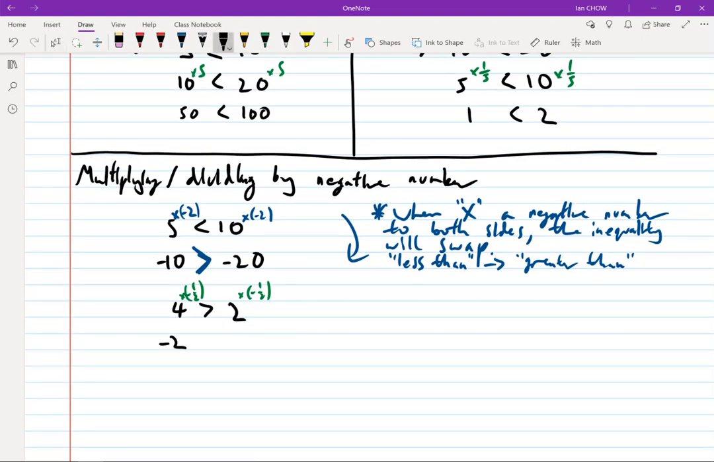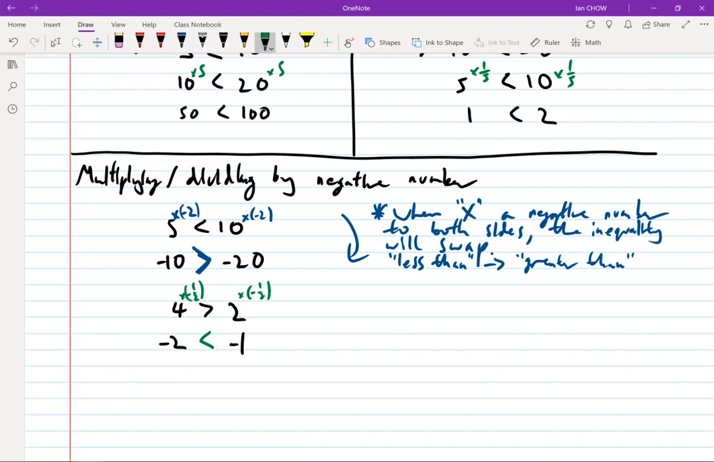And then what about 2? 2 times half is 1. And then you also need to change it into negative. So that's going to be negative 1. And so with negative 2 and negative 1, which one is greater or which one is less? Well, negative 2 will be less than negative 1 because it's more negative. And so you can see that we have indeed swapped the inequality. From 4 is greater than 2 turns into negative 2 is less than negative 1.